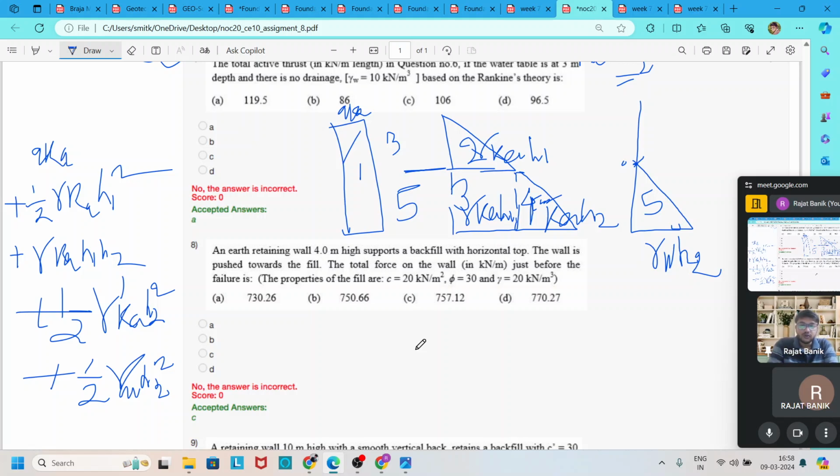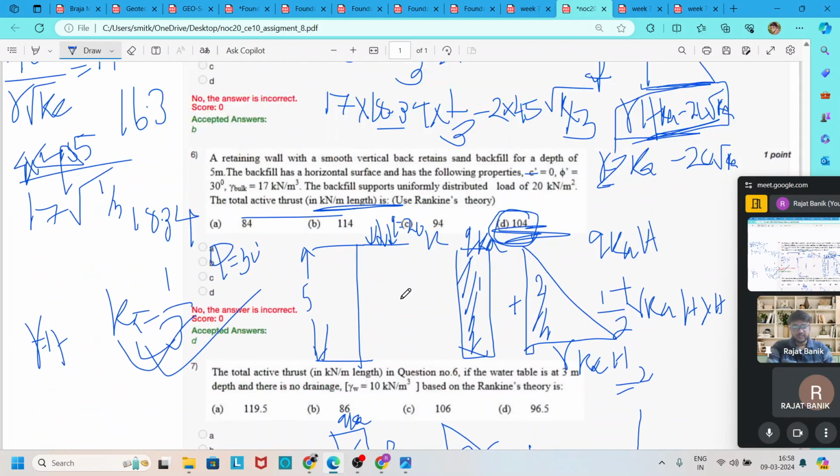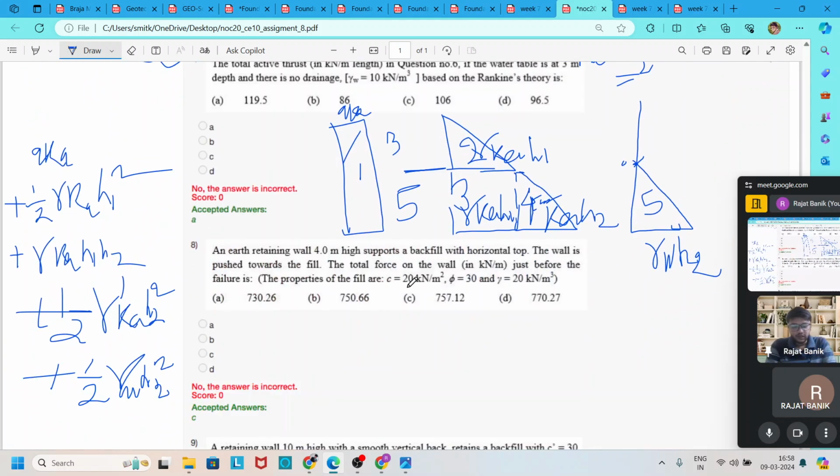So it is 20 into 1 by 3 into 3, plus 0.5 into 17 into 1 by 3 into 3 square, plus 17 into 1 by 3 into 3 into 5, plus 0.5 into gamma dash, which is 17 minus 9, so here 10, into 0.33 into 5 square, plus 0.5 for water into 10 into 5 square.